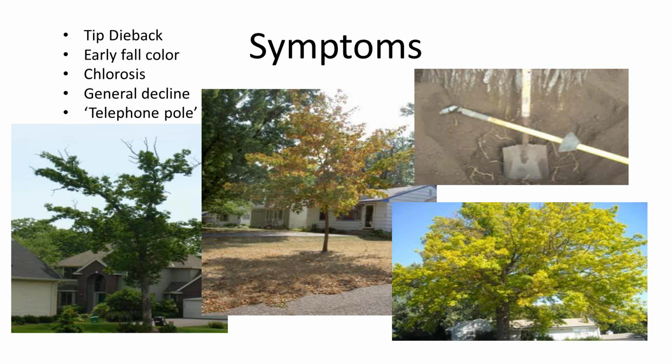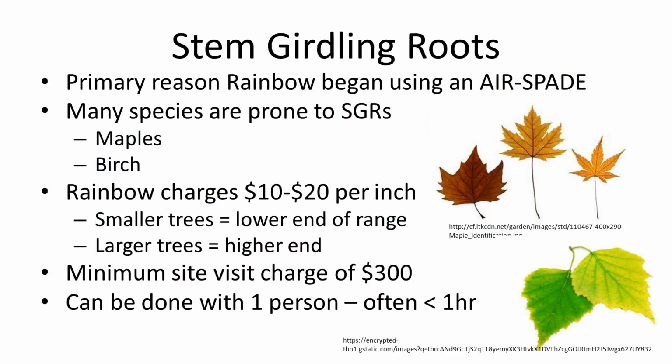So if we're stepping back, some of the symptoms of stem girdling roots or a buried root collar would include tip dieback, general decline in the tree, chlorosis, early fall color, also that telephone pole look, where the tree is simply straight up and down in the soil with no root flare whatsoever. So this was the primary reason that our service side of the company began using the Airspade. Especially, we manage a lot of maples and birches, which are very, very prone to stem girdling roots.